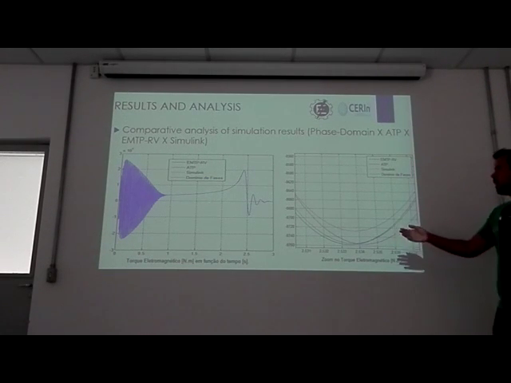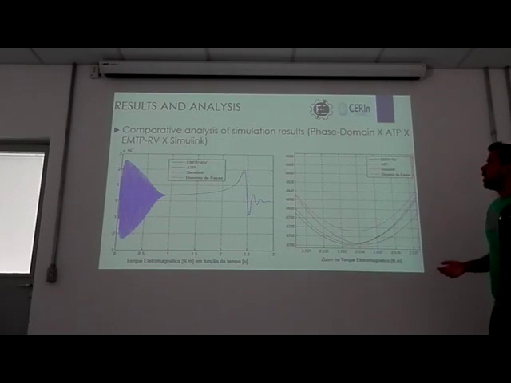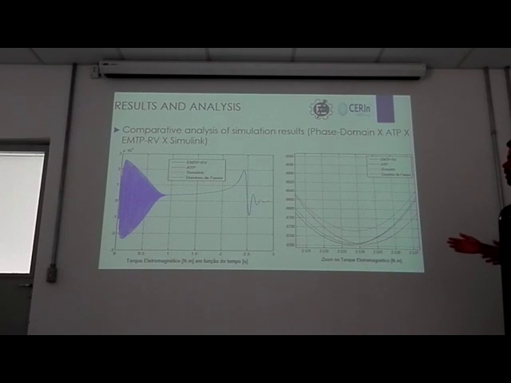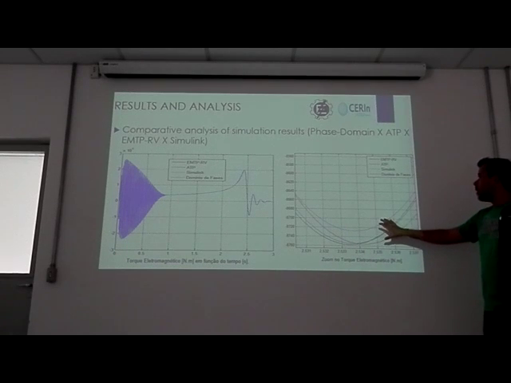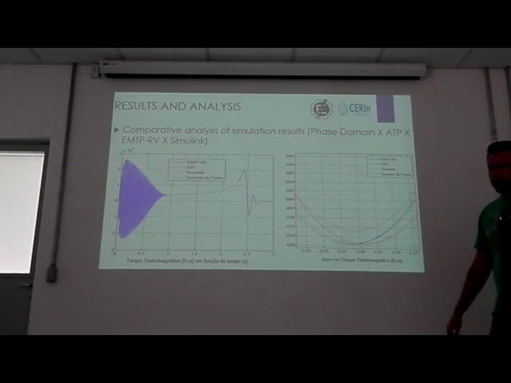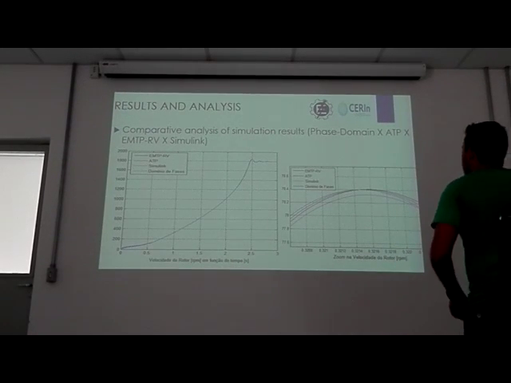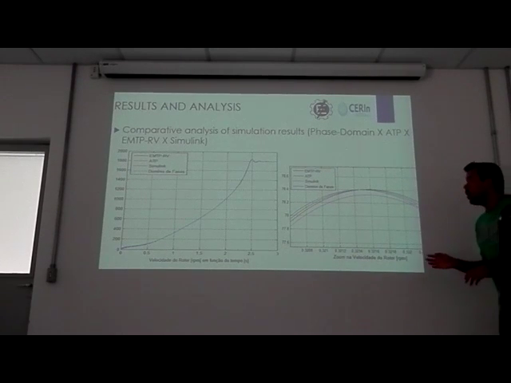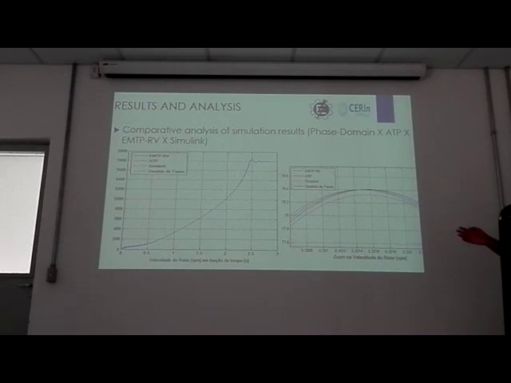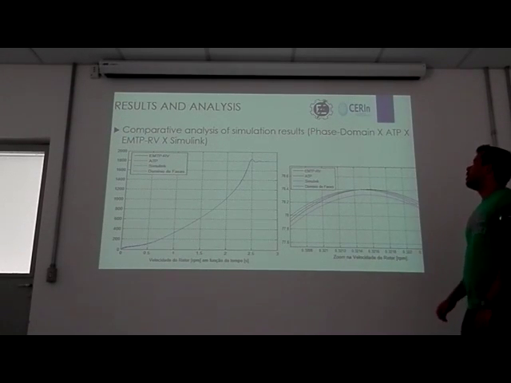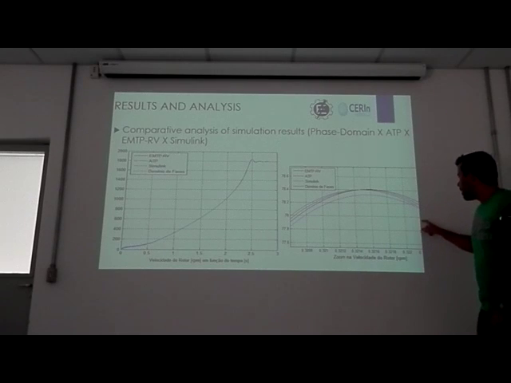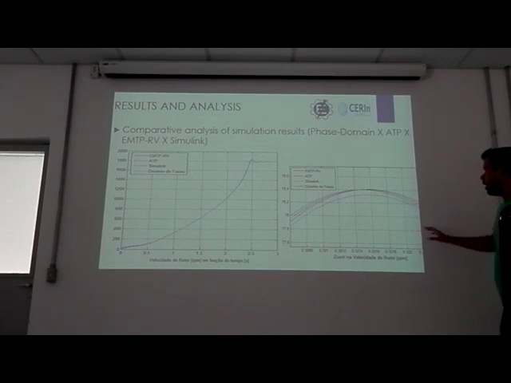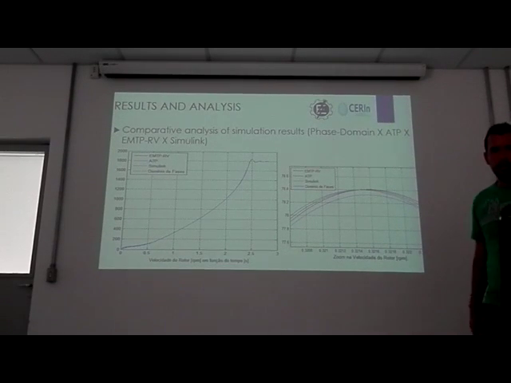Right here I'm presenting the electromagnetic torque, and again as you can see we only can see the phase domain curve. The other curves we see when we give a zoom in this part of the graph. With a zoom we can see all the curves represented right here. And to finish this part of comparisons, the last graph is about the rotor speed. One more time, we give a zoom in this part of the graphic, and we can see right here all the curves plotted with some small difference between all the graphs.